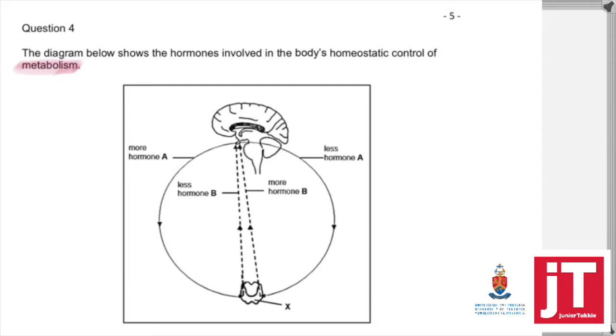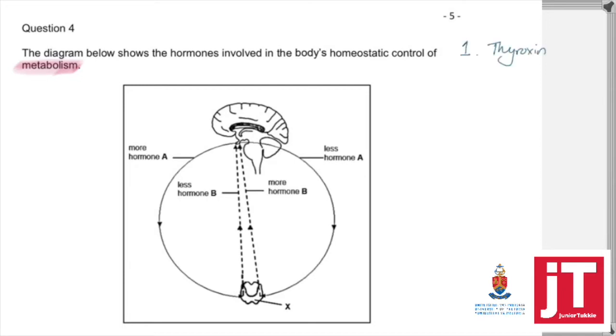Now already in your mind you should be thinking, what do I know about the body's homeostatic control of metabolism, particularly in how the glands function that we're given in this drawing. But now we don't really know yet because we haven't done a thorough analysis of the drawing yet. So looking at this drawing, we need to write down firstly what we know about metabolism and then see how we can link it to the drawing that we're looking at. So the first thing we're going to do is we're going to write down what we know.